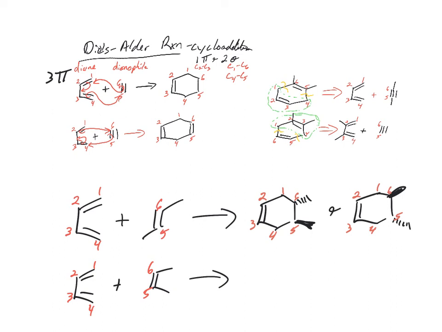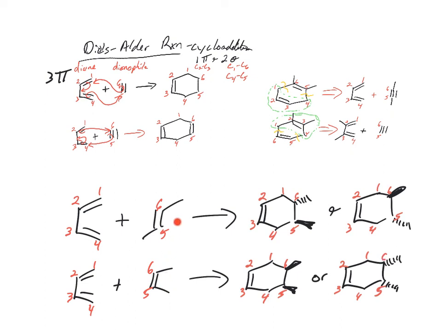Excellent. What if they're cis? What's it going to look like? Same 6-membered ring, same pi bond formed, but now they're either both wedged or they would both be hatched and pointed down. Numbered again, 1, 2, 3, 4, 5, 6.